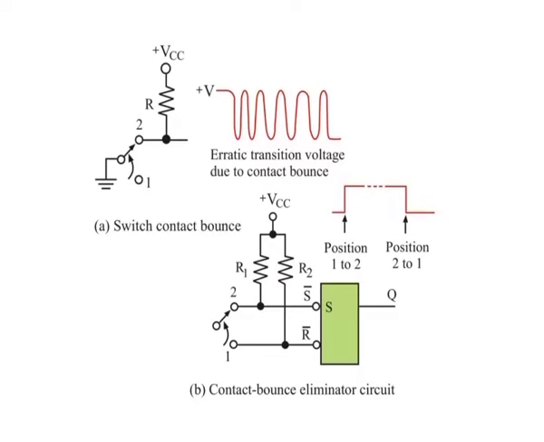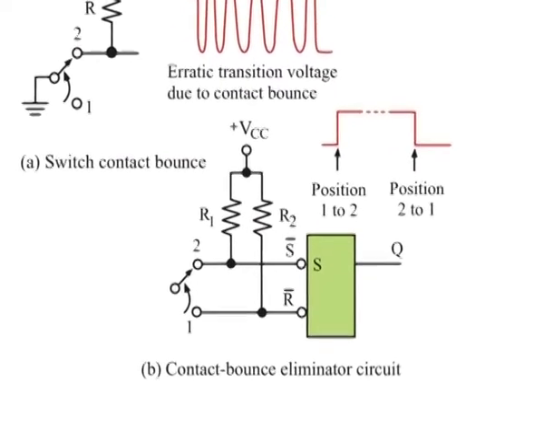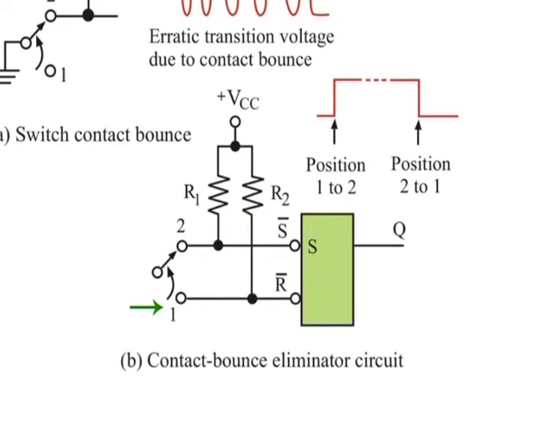The S bar R bar latch can be used to eliminate the effects of switch bounce, as shown in part B of the figure. The switch is normally in position 1, keeping the R bar input low and the latch reset. When the switch is thrown to position 2, R bar goes high because of a pull-up resistor to VCC, and S bar goes low on the first contact.